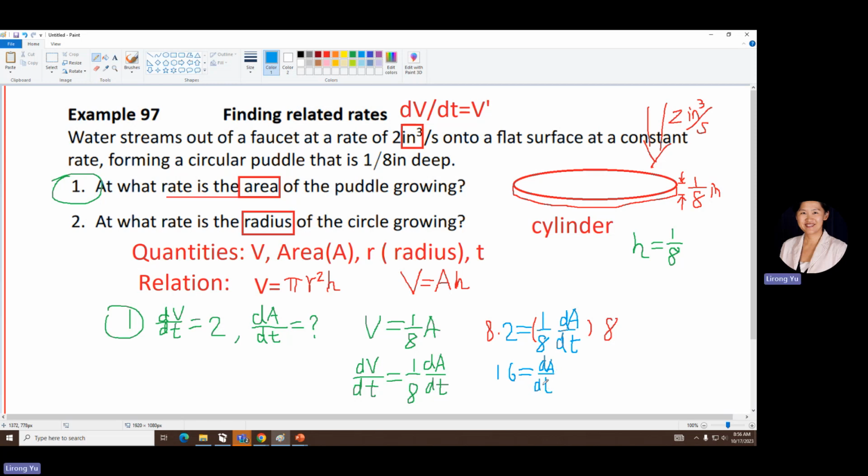And that finishes the question. It's giving us a quantity for dA/dt. To answer the question, the derivative of A, the rate of the area, is equal to 16. So the area of the puddle is growing at a rate of 16 inches squared per second.